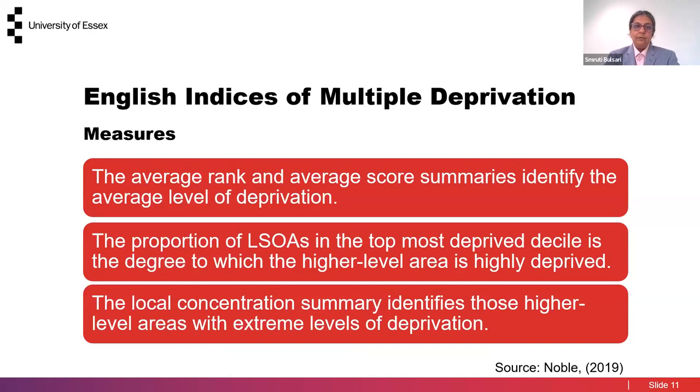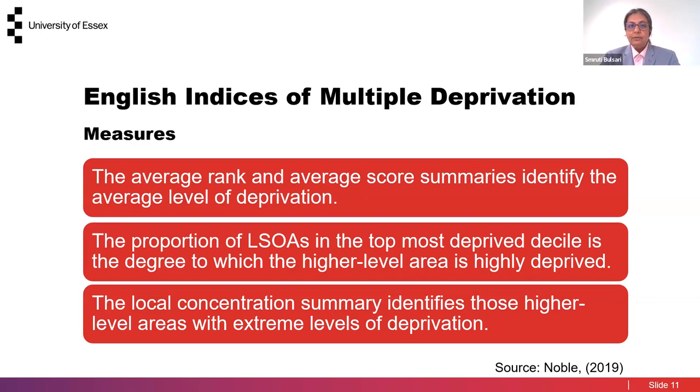So I move on to the measures of the indices of deprivation. In what different forms are these numbers estimated and made available to us? One is the average rank, and another is the average score. These two measures basically provide a summary of the average level of deprivation.